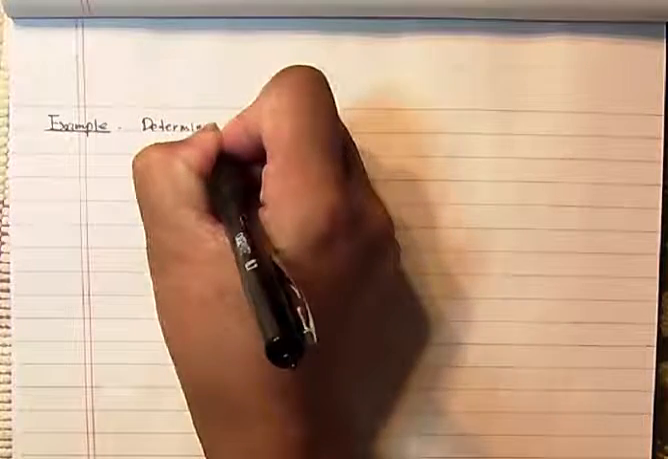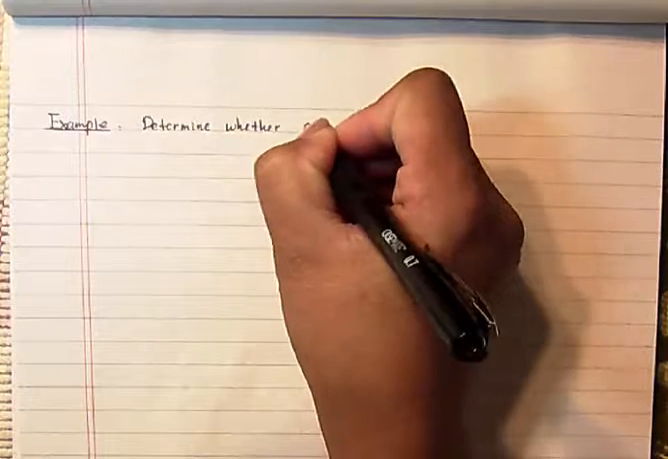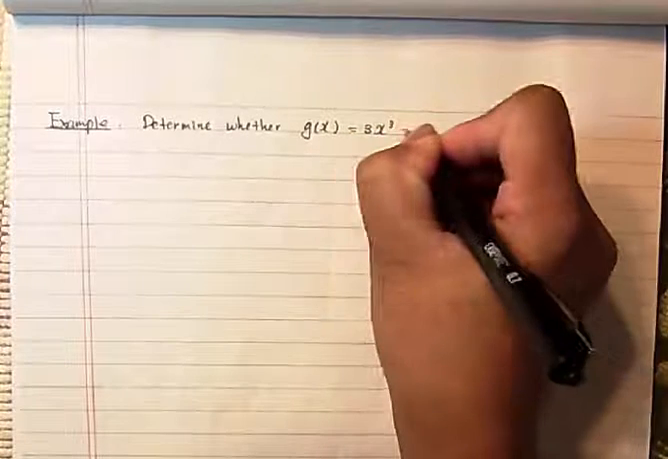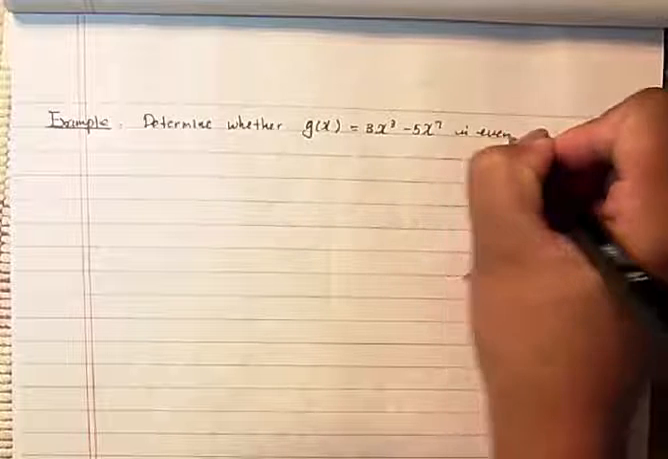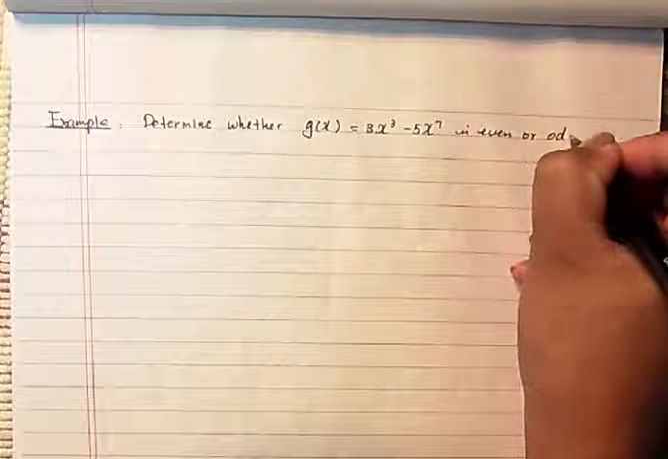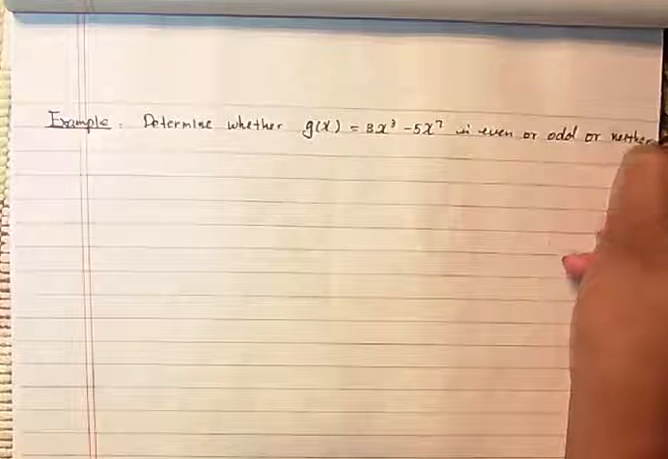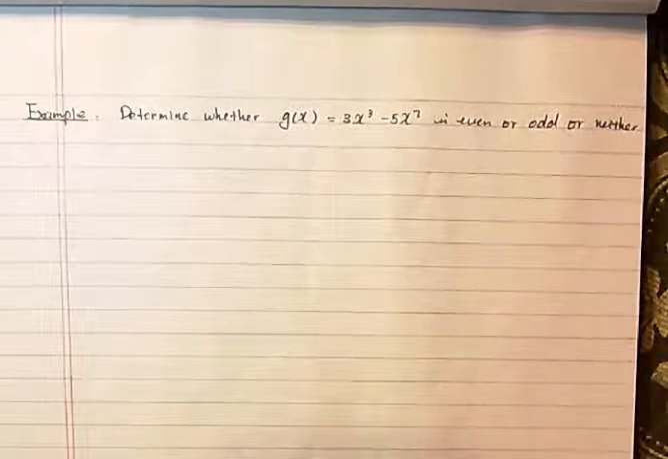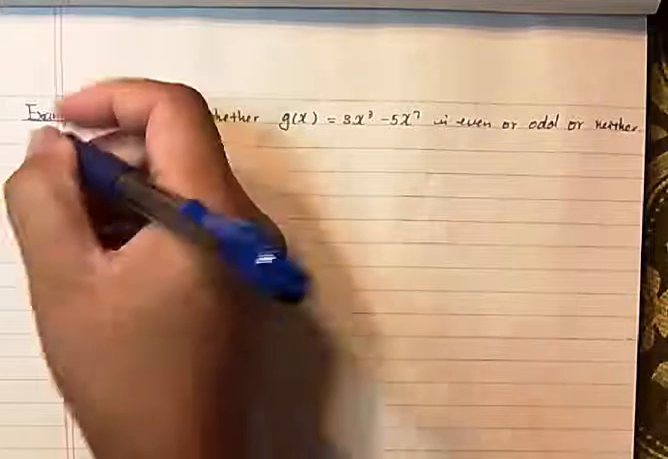We are going to determine whether the function g of x equals 3x cubed minus 5x^7 is even, odd, or neither. In order to do this problem, we need to know what kind of theorem or definition we can apply to determine this. So recall the definition.